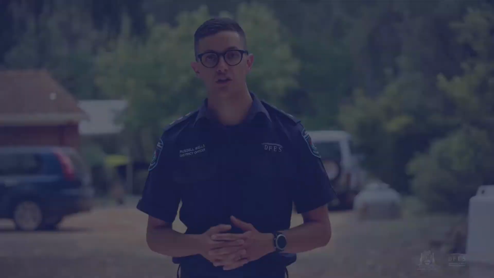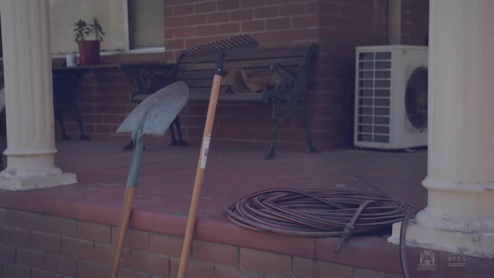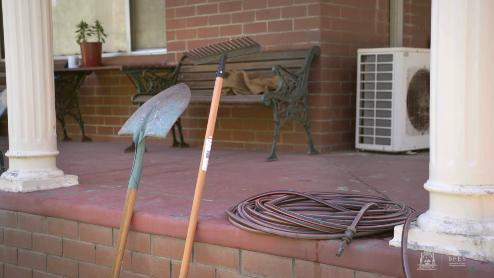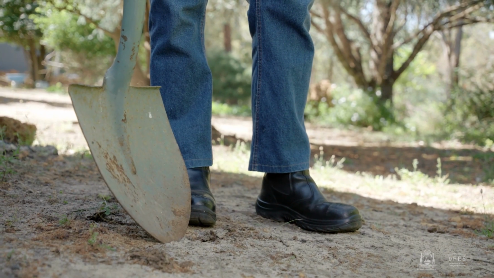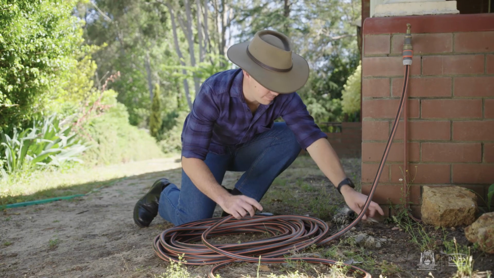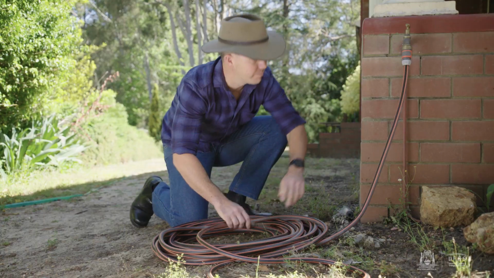Remember, you want a mild day, with a gentle wind, less than 20 kilometres per hour, and relative humidity of 40% or above. Check all of the equipment that you will need, including a metal rake, shovel, hose, and water supply, making sure it all works and can reach all points of the burn area.